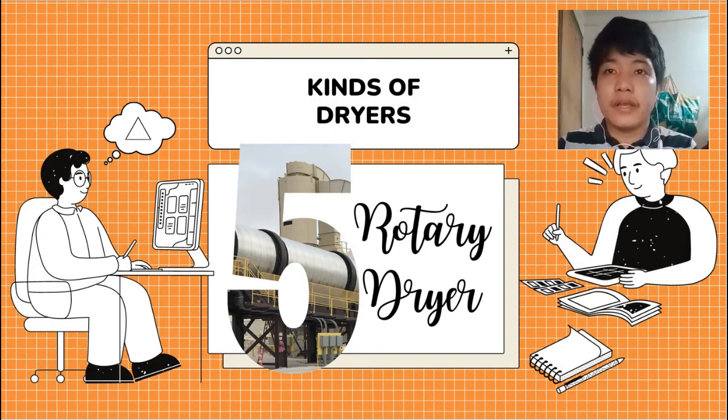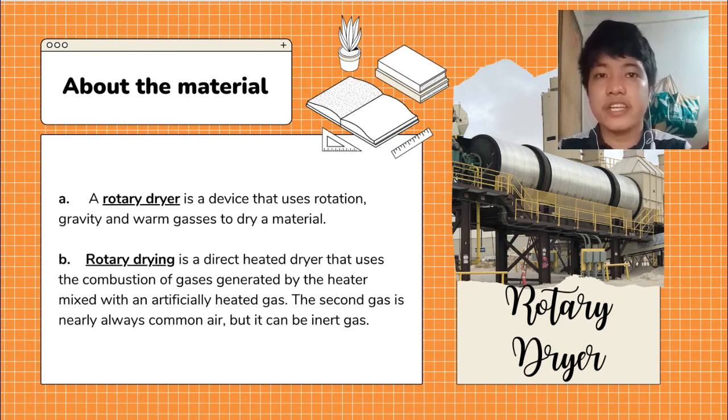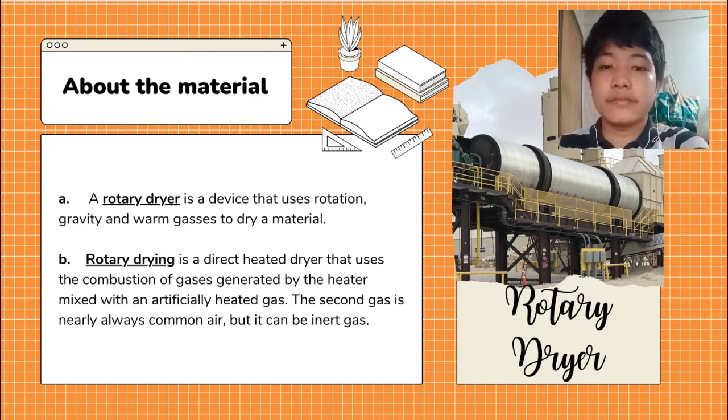Rotary dryer. A rotary dryer is a device that uses rotation, gravity, and warm gases to dry a material. Rotary drying is a direct heated dryer that uses the combustion of gases generated by the heater mixed with an artificial heated gas. The second gas is nearly always common air, but it can be inert.